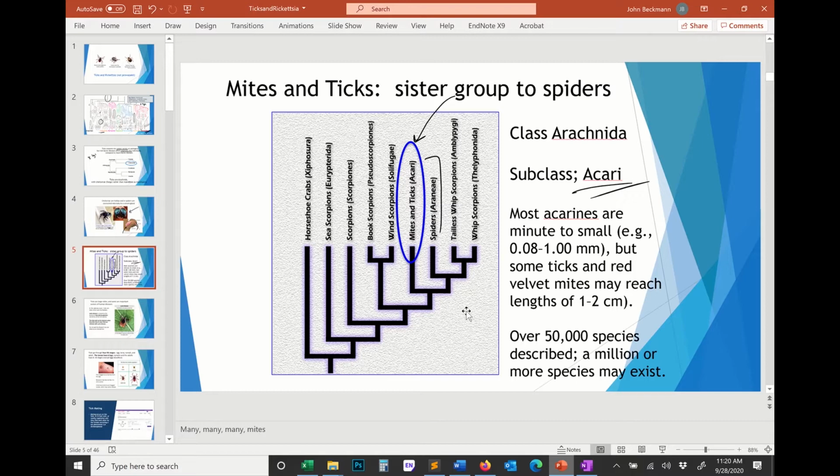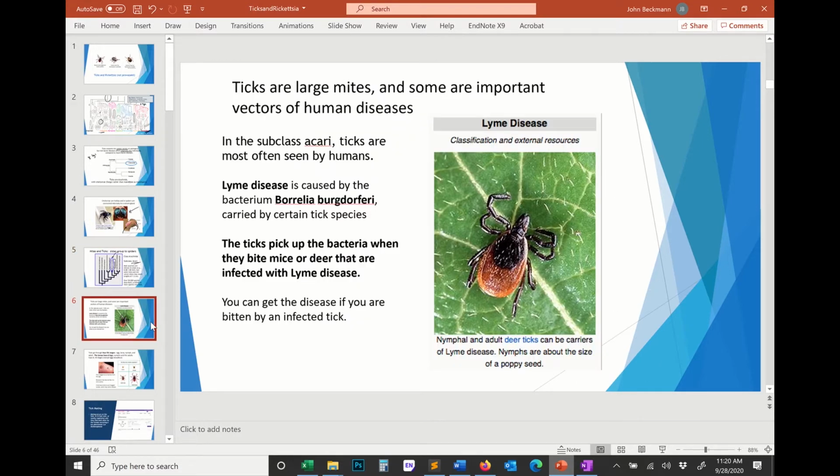Oftentimes you can find mites that live off a particular organism. So there are mites that eat Drosophila eggs, and there are mites that live on a particular bee organism or whatever. So there are different kinds of mites because many of them are ectoparasites. And we eventually will talk more about mites because there are some diseases that they might spread, but for now we'll focus in on the ticks. So ticks are basically large mites, and some are important vectors of human diseases. So most of you have already heard of Lyme disease.